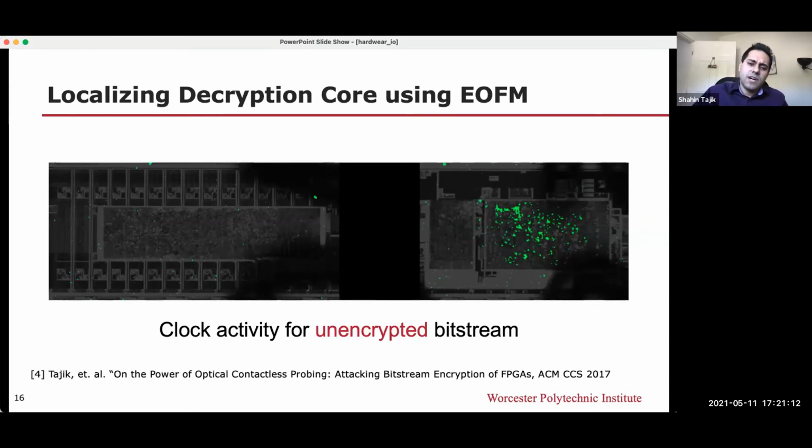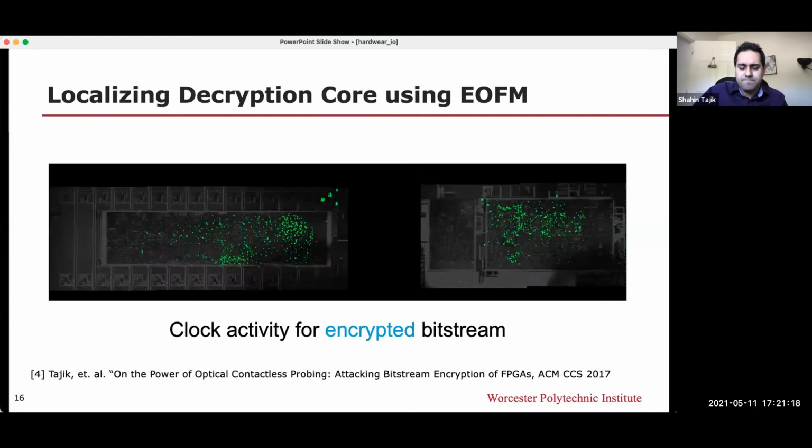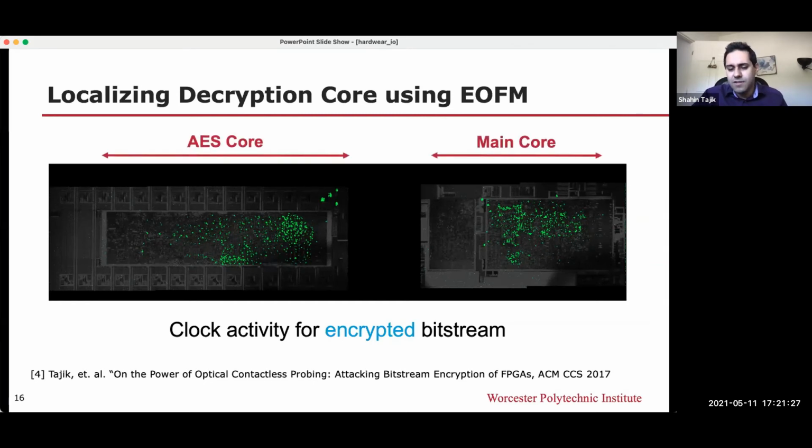But when you configure the FPGA with an encrypted bitstream, which should get decrypted, suddenly the left core also becomes active. So you can conclude that the left part is related to the AES engine, which is responsible for decryption in the FPGA, and the right core we just call the main core. And then the laser scans, and we can really see individual gates with our desired frequency.